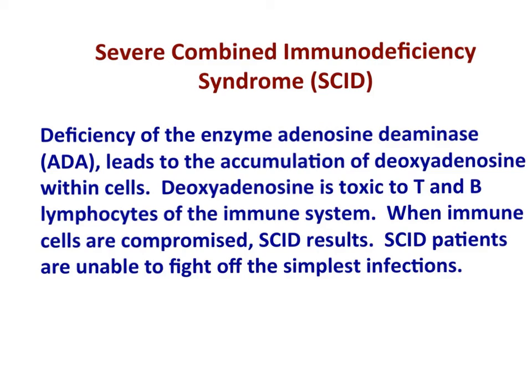Severe combined immunodeficiency syndrome, SCID, is a deficiency of the enzyme adenosine deaminase, ADA, and it leads to the accumulation of deoxyadenosine within cells. Deoxyadenosine is toxic to T and B lymphocytes of the immune system. When immune cells are compromised, SCID results. SCID patients are unable to fight off the simplest infections. Gene therapy using viral vectors is now being used for SCID patients.